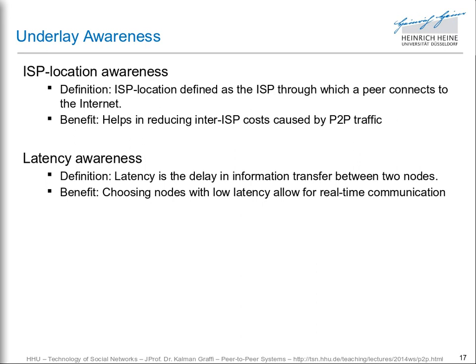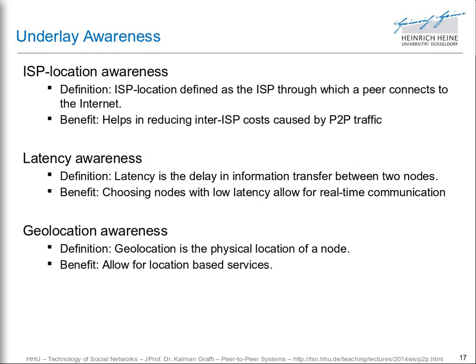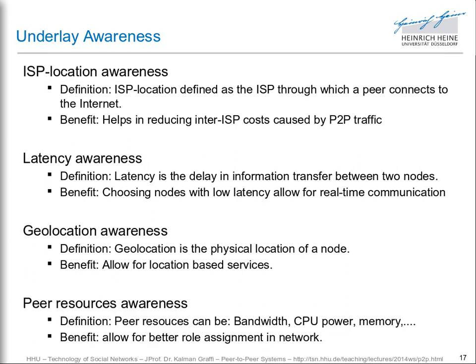Then we have latency awareness. The definition is that latency is the delay in information transfer between two nodes. Geolocation awareness, yes, is the physical location of a node. And we have peer resources awareness. The definition is that a peer has resources like the bandwidth, CPU power, memory. And yes, okay, so now we go through all of these awarenesses.